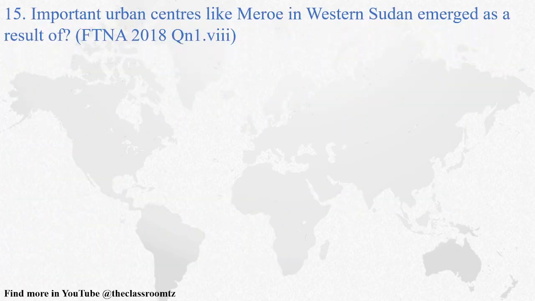Then we have question number 15. Important urban centers like Meroe in western Sudan emerged as the result of what? It was the result of metalworking. We have Meroe, we have Nok, and we have Axum. These were the famous, the earliest iron or metalworking centers in Africa. So today they ask you Meroe. Next time, make sure you are aware of Nok, N-O-K, and Axum, A-X-U-M. Plus Meroe, these were 3 famous metal centers in Africa.